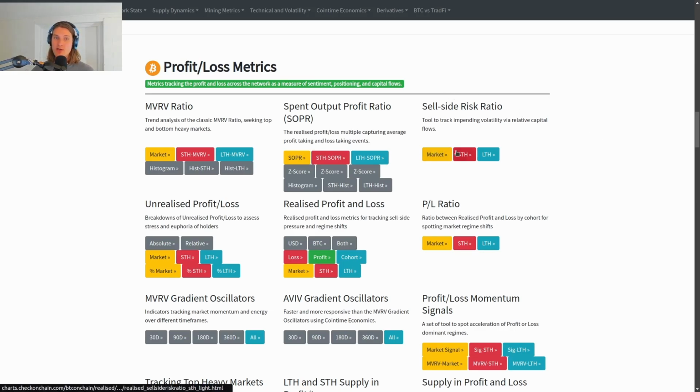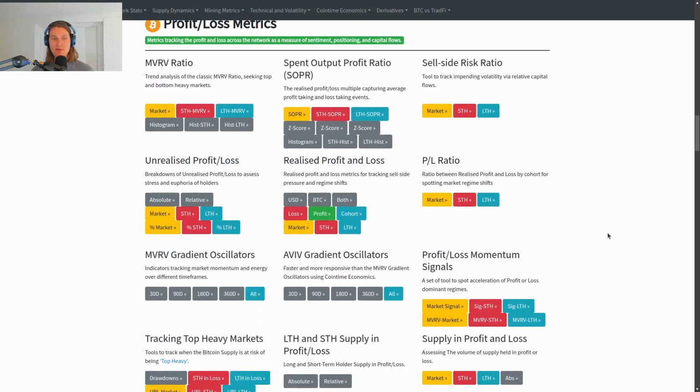Notice how we've got orange, red, and blue. This is when we're looking at, for example, sell-side risk ratio across the entire market for short-term holders and for long-term holders. And you'll see that pattern played out over and over again. And again, all of this will be cleaned up a lot more in the upcoming release, but just to give you a bit of a view on how we actually structure it as it stands today.